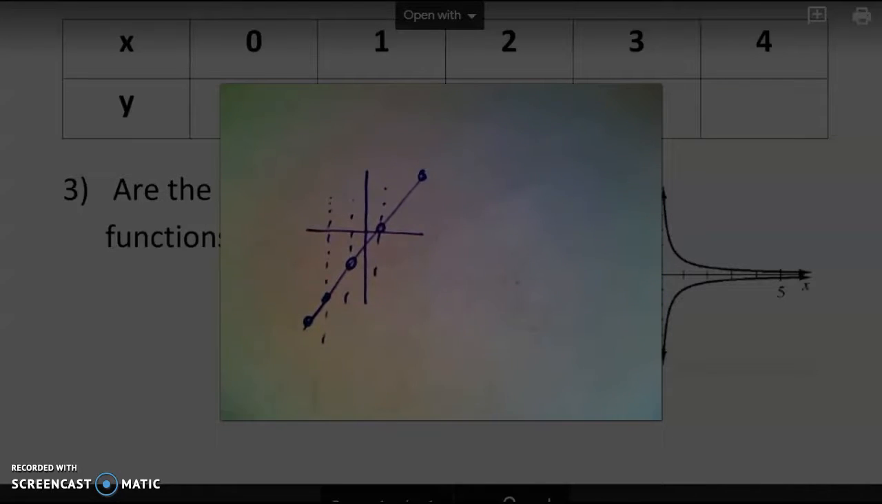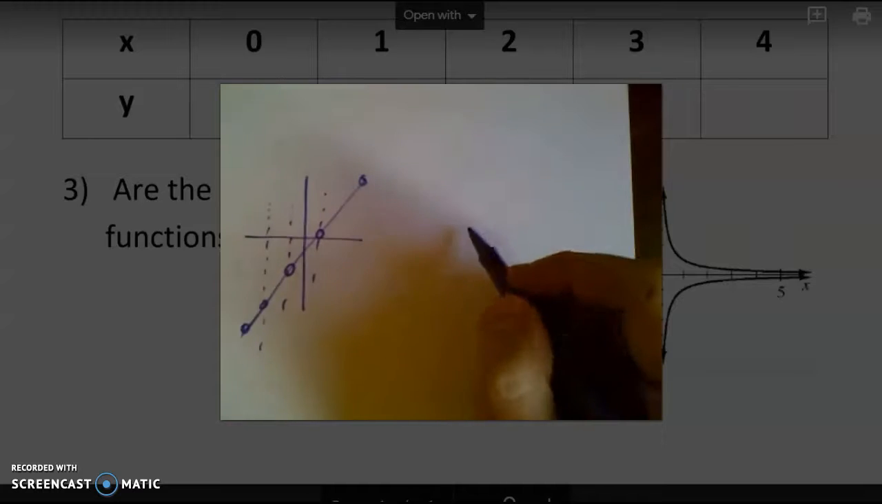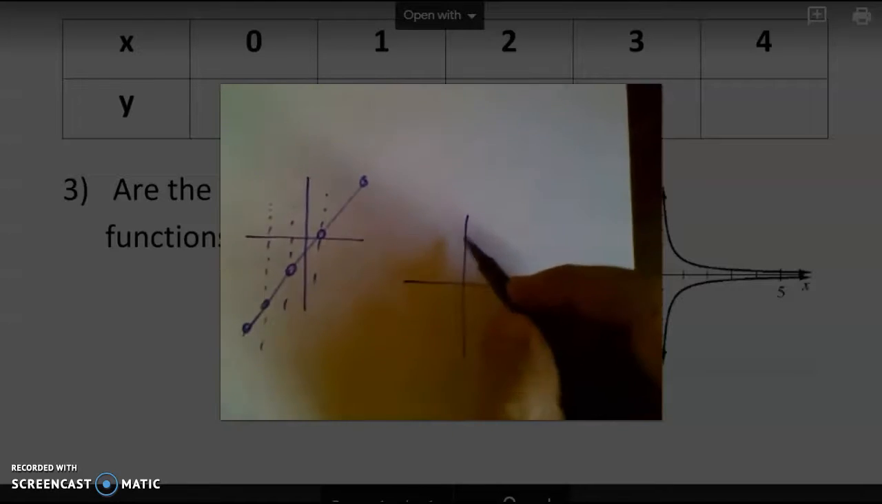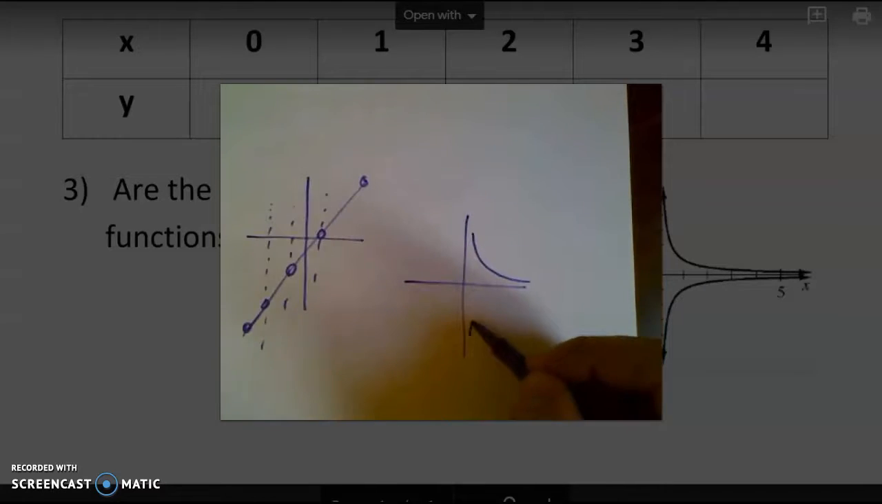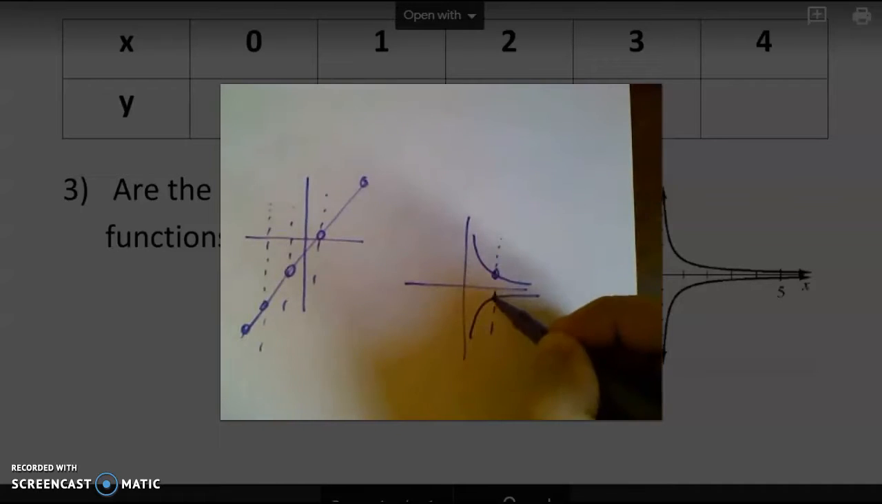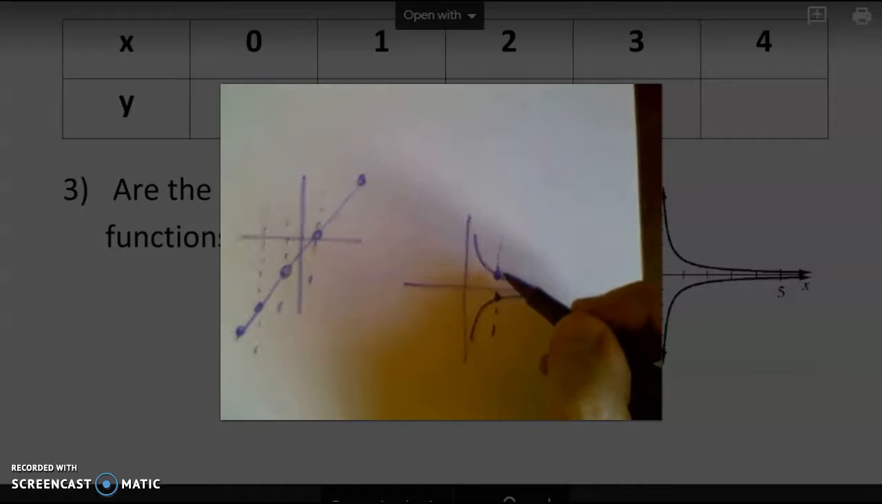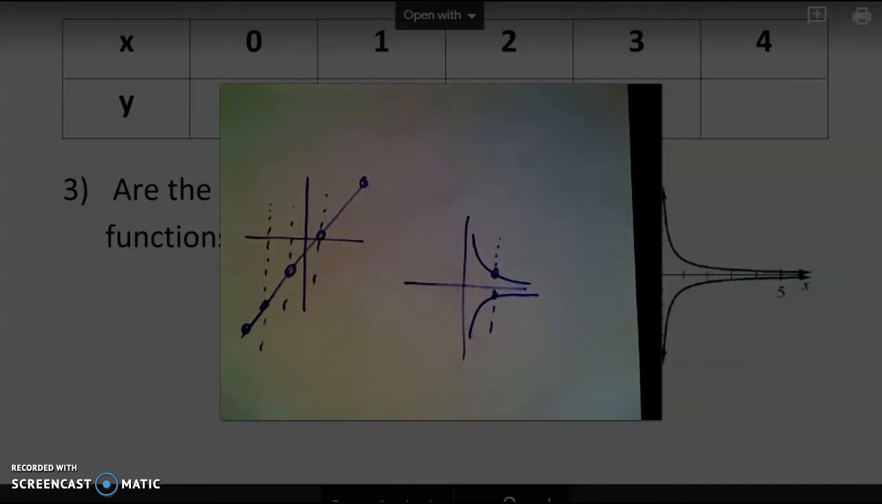This graph, if I were to draw a vertical line through it, you can actually see it crosses more than once. So for the second one, I do the same technique. Here's about what it looks like. But if I draw a vertical line somewhere, it's actually going to cross in two different spots, which means I have more than one answer. And that's why the second one is not a function.